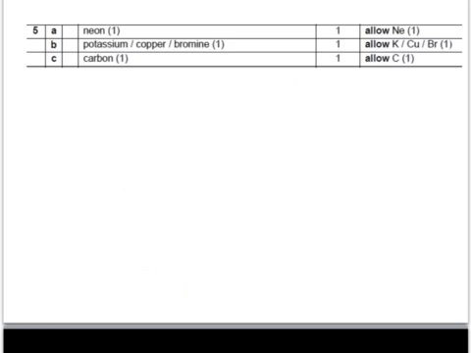And there's your answers. For the 1st and 3rd question, there's only one possible answer. You can give the symbol as well, of course. But that second one, either potassium or copper or bromine are all in the 4th period.